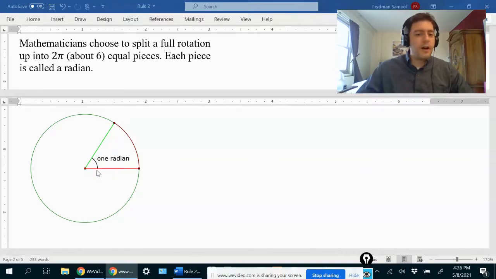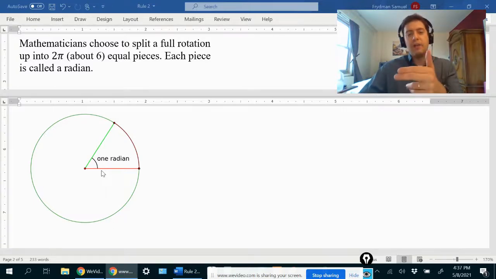So this is 1 radian, 2 radians would be about here, 3 radians about here, 4 radians would bring us about here, then 5 radians about here, and then 6 radians would bring us almost back to where we started. Remember, it takes exactly 2 pi radians, which is a little bit more than 6, to bring us exactly where we started. 6 radians would bring us about here, and then 2 pi radians, which is 6.28 something, that would bring us right exactly back where we started. So that's what a radian is.